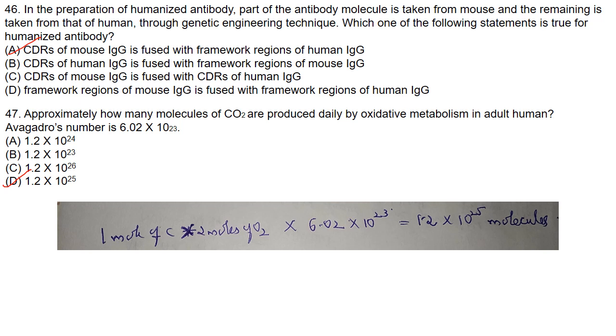Then approximately how many molecules of carbon dioxide are produced daily by oxidative metabolism in adult human? Avogadro number is. So 1 mole of carbon dioxide is 1 mole of carbon into 2 moles of oxygen into Avogadro number, that is 1.2 into 10 raised to 25. Answer is option D.